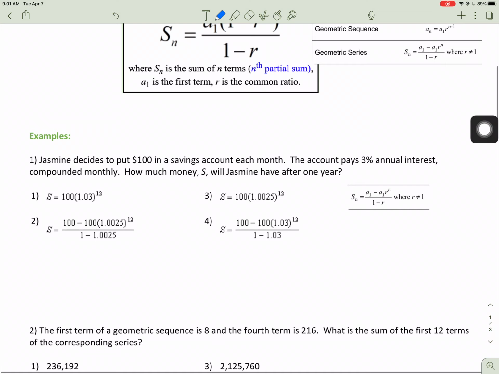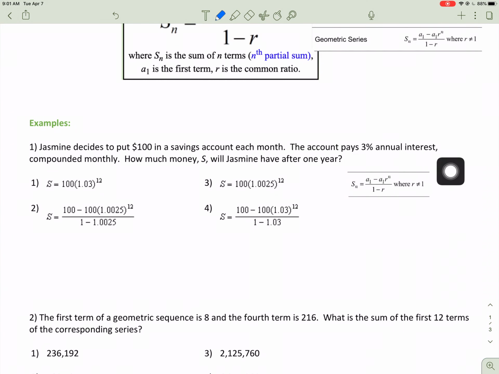So let's look at number 1. And I just copied the formula down here, so it's going to help us out for a second. So Jasmine decides to put $100 into a savings account each month, and the account pays 3% annual interest. Now be careful with this one. This one's a little tricky because it's compounded monthly. So really, what is the rate at which we're going to multiply by each month? Well, it's not 1 plus 0.03, it's 1 plus 0.03 over 12. It's the rate compounded monthly, which comes out to 1.0025. So this is going to equal the rate which we're going to multiply $100 by each month.